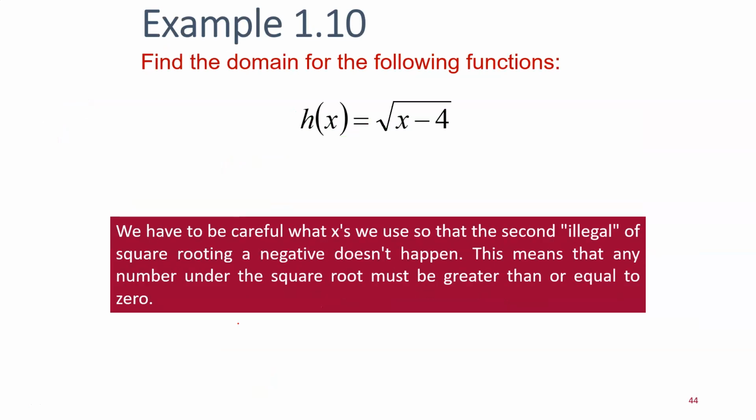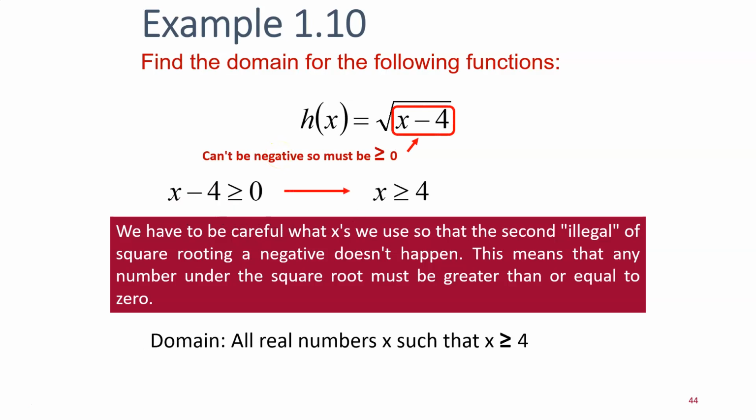Okay, more example. Find the domain of the following function. So you have h(x) equal to square root of x minus 4. This one involves square root. So the thing inside the square root, x minus 4, cannot be negative. It must be greater than or equal to 0. This means we cannot have square root of negative numbers. Inside this cannot be negative.